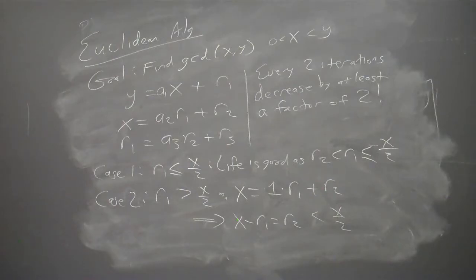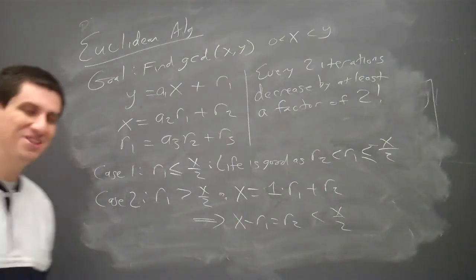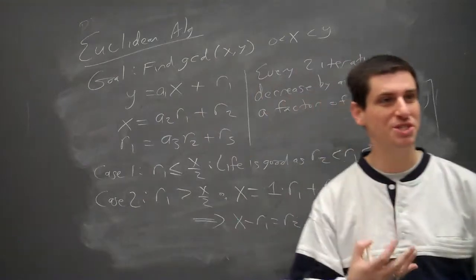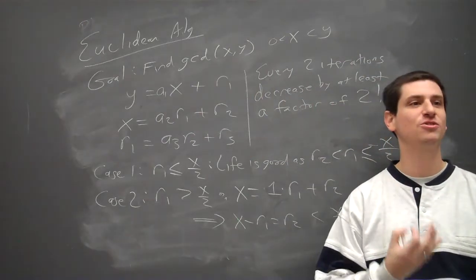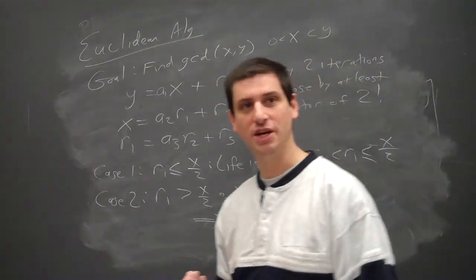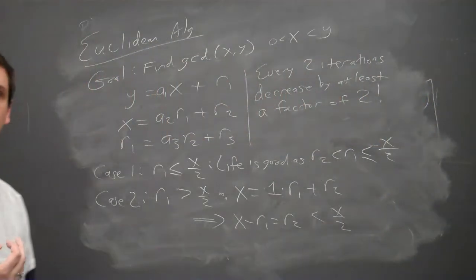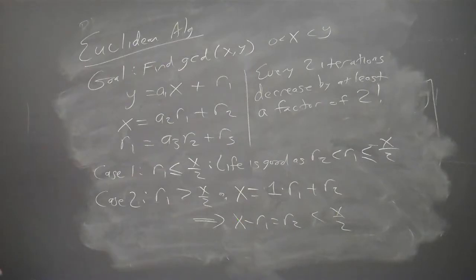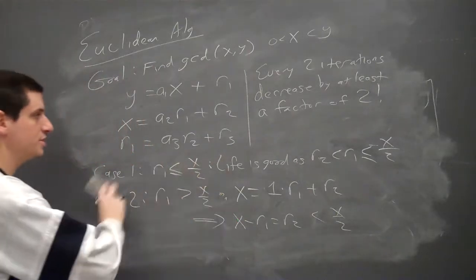So it actually doesn't end up taking order of x steps. Every 2 steps, you are guaranteed to decrease by at least a factor of 2. So then the question is, how many steps would you have to take, worst case scenario? So every 2 steps is a factor of 2. So is everybody comfortable with this? Can I erase this?